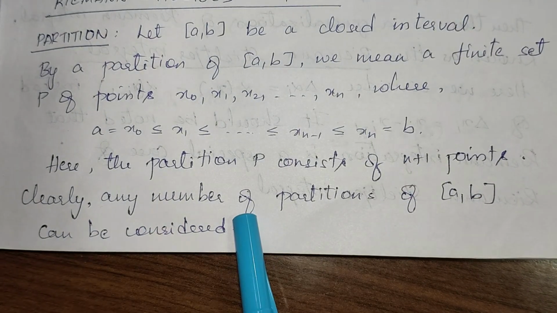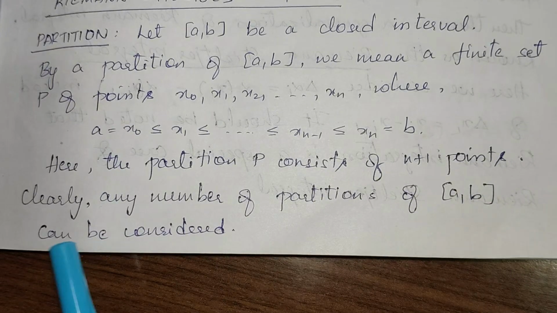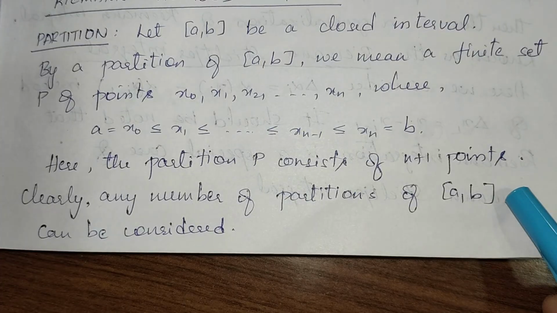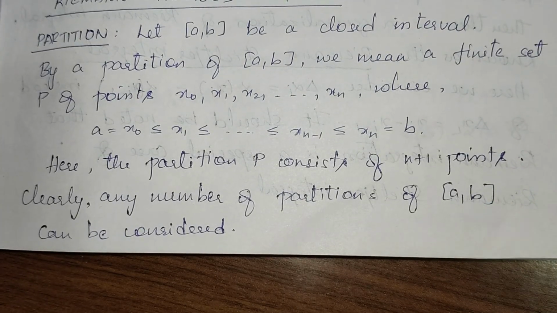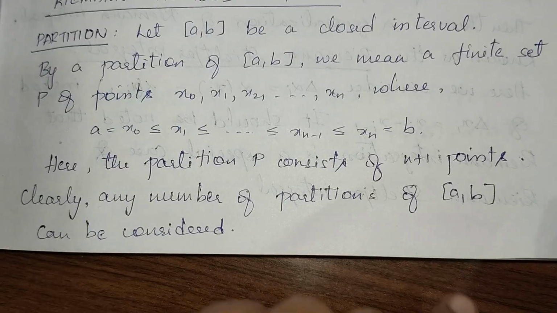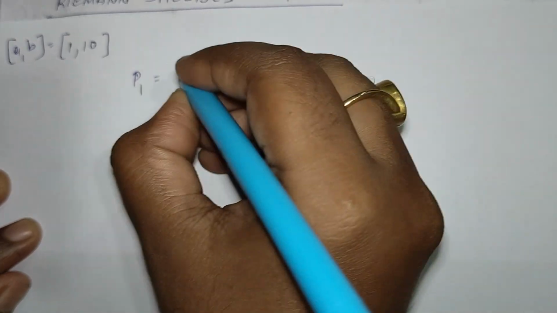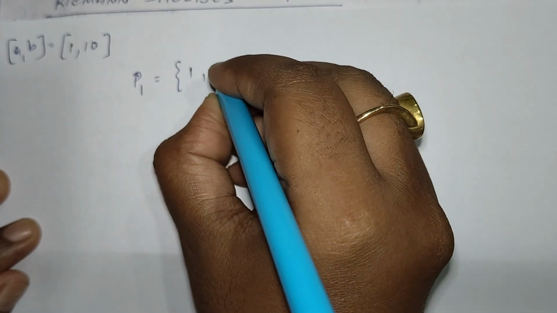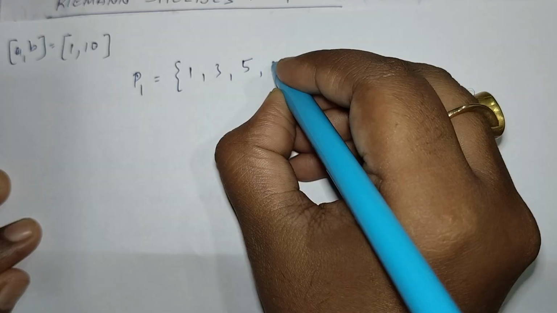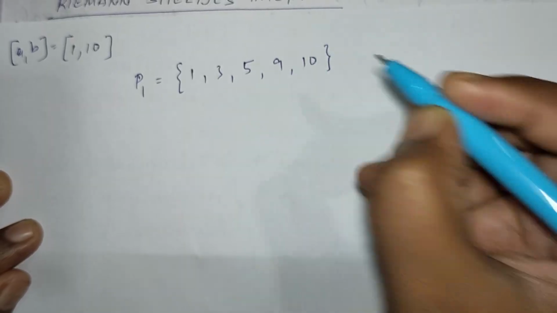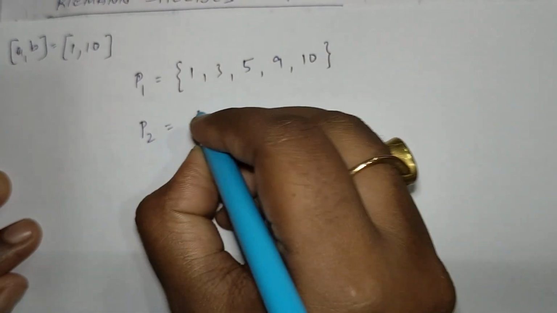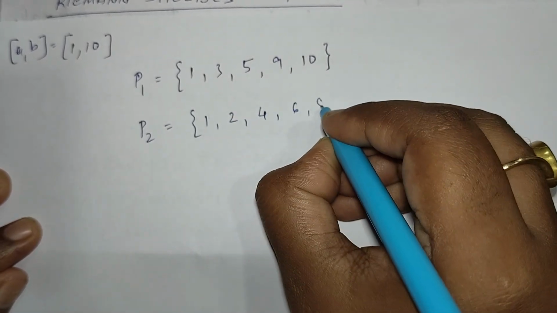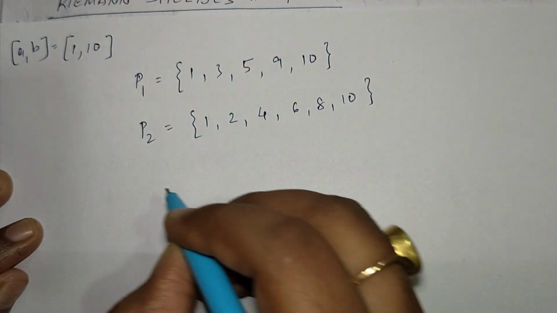Clearly, any number of partitions of closed interval [a, b] can be considered. So there are many partitions for this. I will just show you an example. Let me have the first partition, I'll name that as P1, and you can choose that as 1, 3, 5, 9, 10, like this. And P2 you can choose as 1, 2, 4, 6, 8, 10, like this.